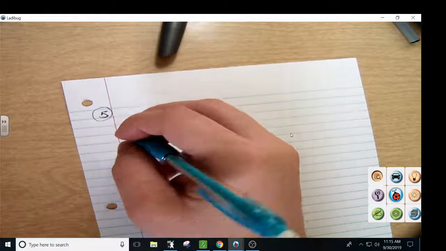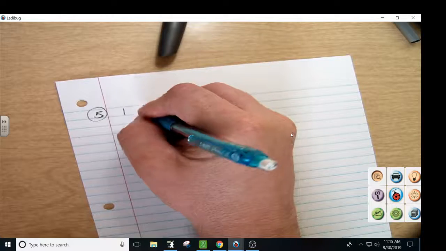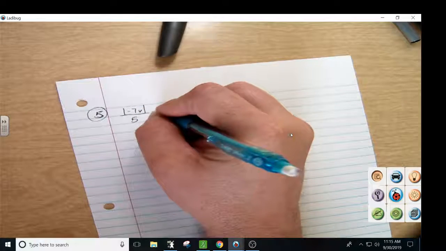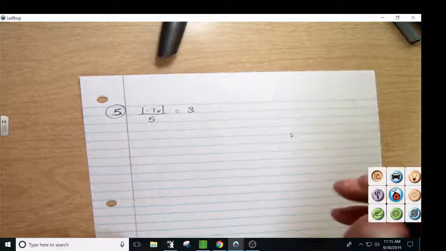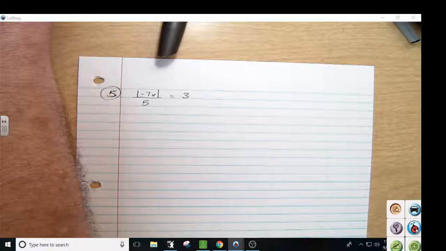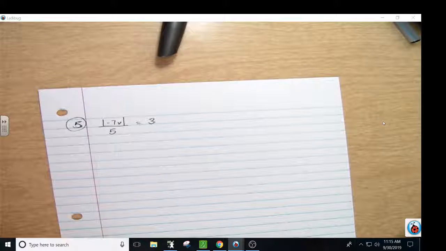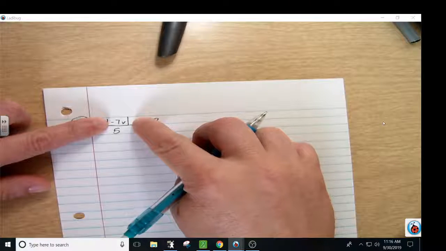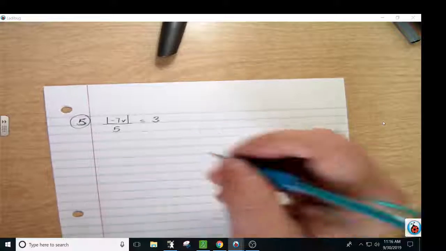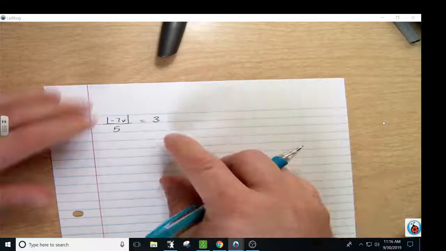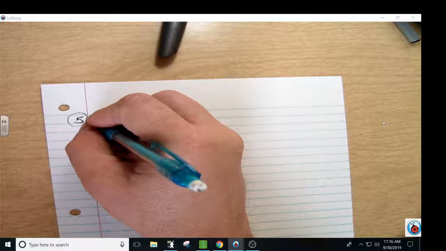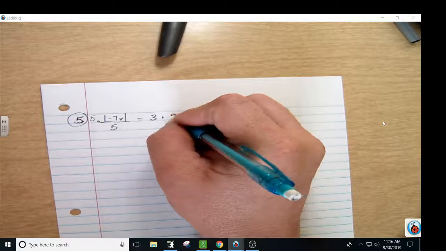All right, guys. So what we got: the absolute value of negative 7v divided by 5 equals 3. This is probably one of the easiest things we've done this year. What you're trying to do is get your absolute value by itself. That's your ultimate goal. So how do I clear this fraction here? Multiply it by 5, right? Multiply it by 5.